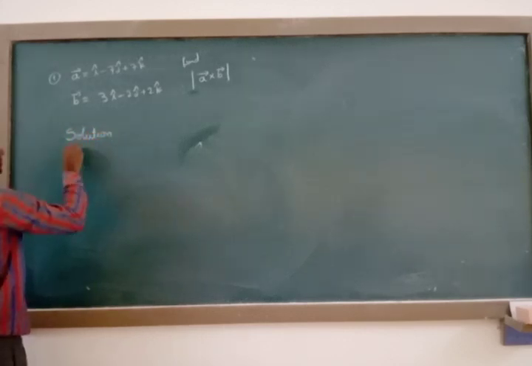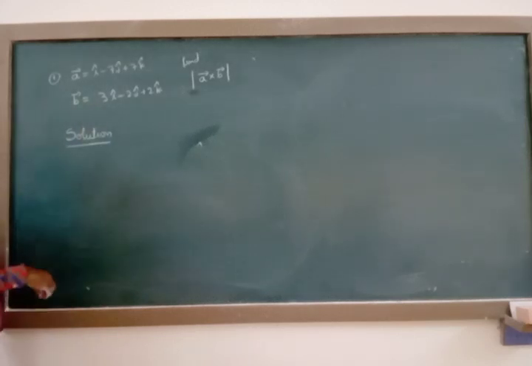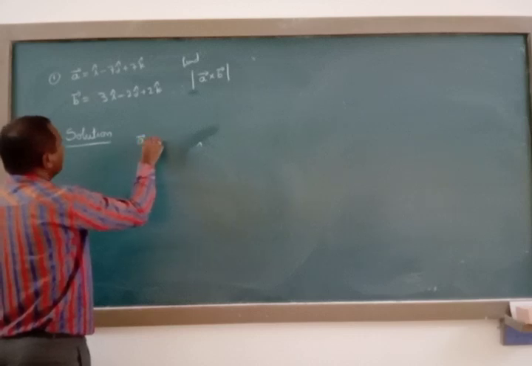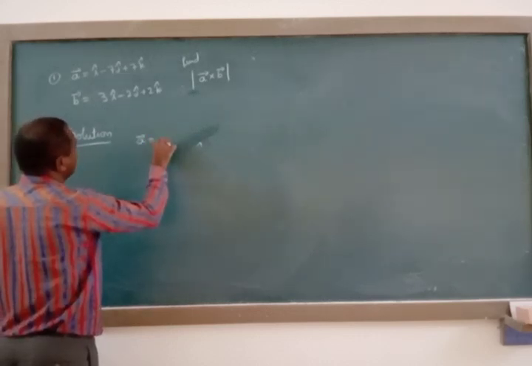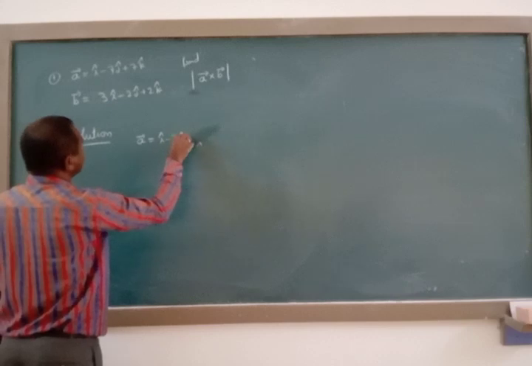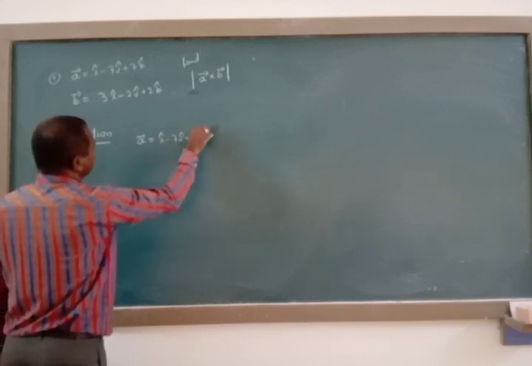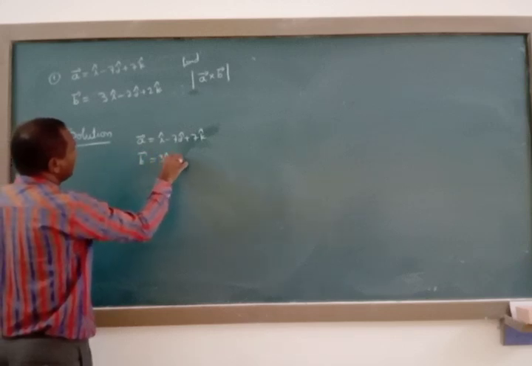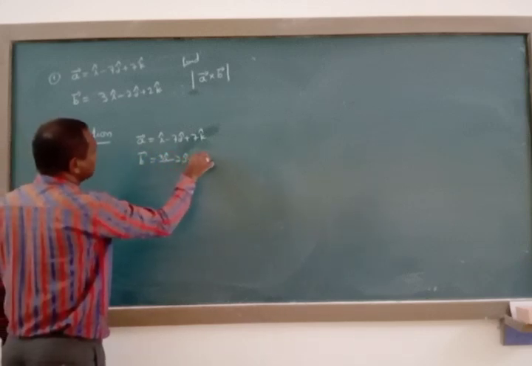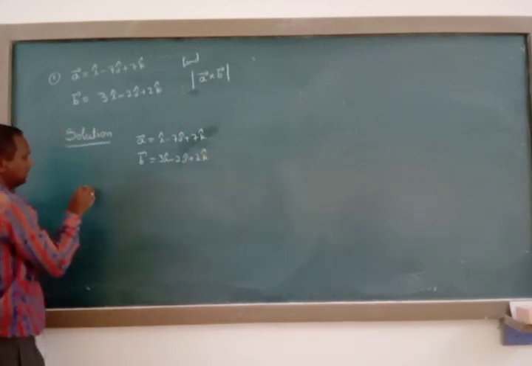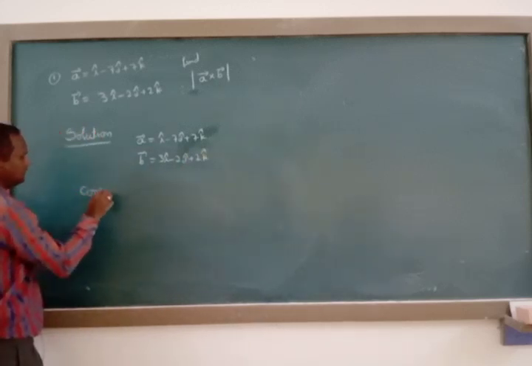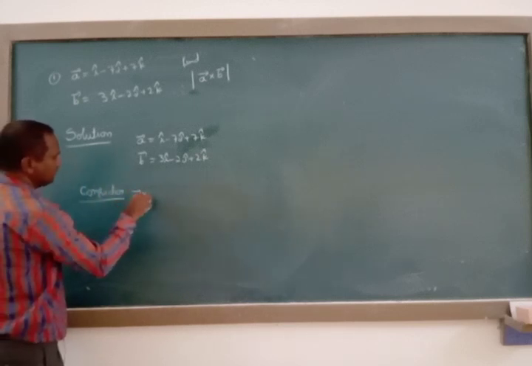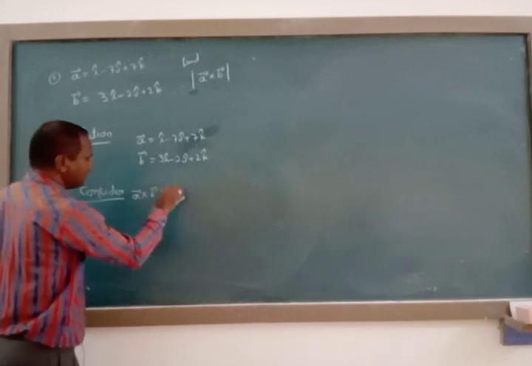Let the given two vectors be A bar and B bar. Then first we need the cross product of these. A bar is equal to i cap minus 7j cap plus 7k cap. B bar is equal to 3i cap minus 2j cap plus 2k cap. Consider A bar cross B bar is equal to the determinant formation.